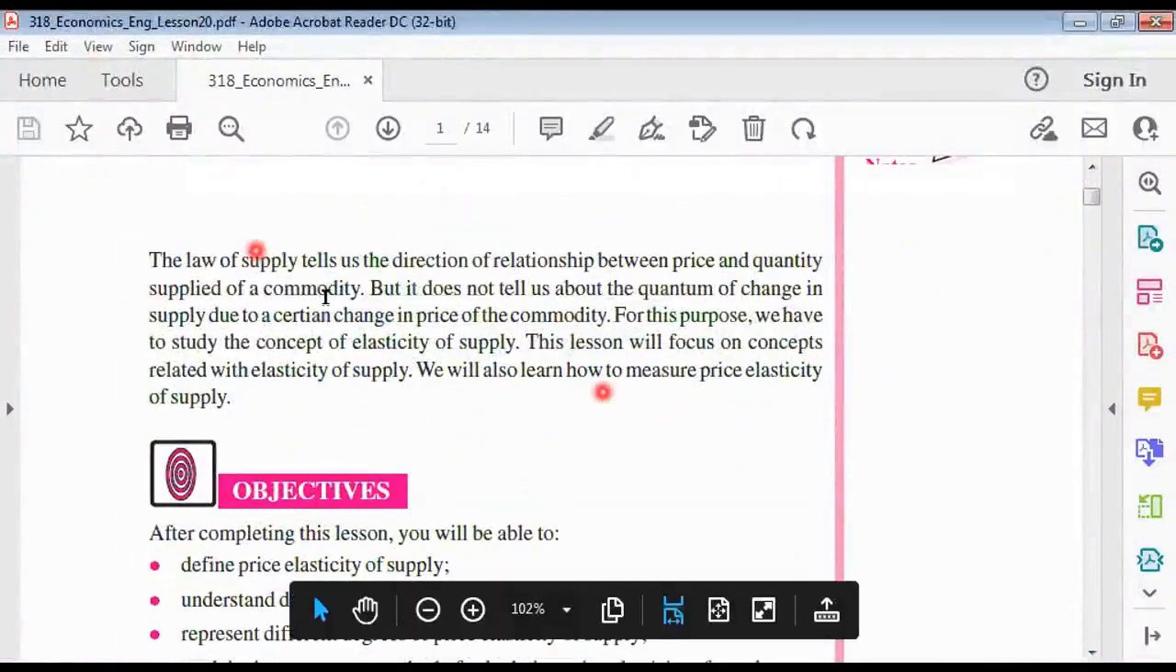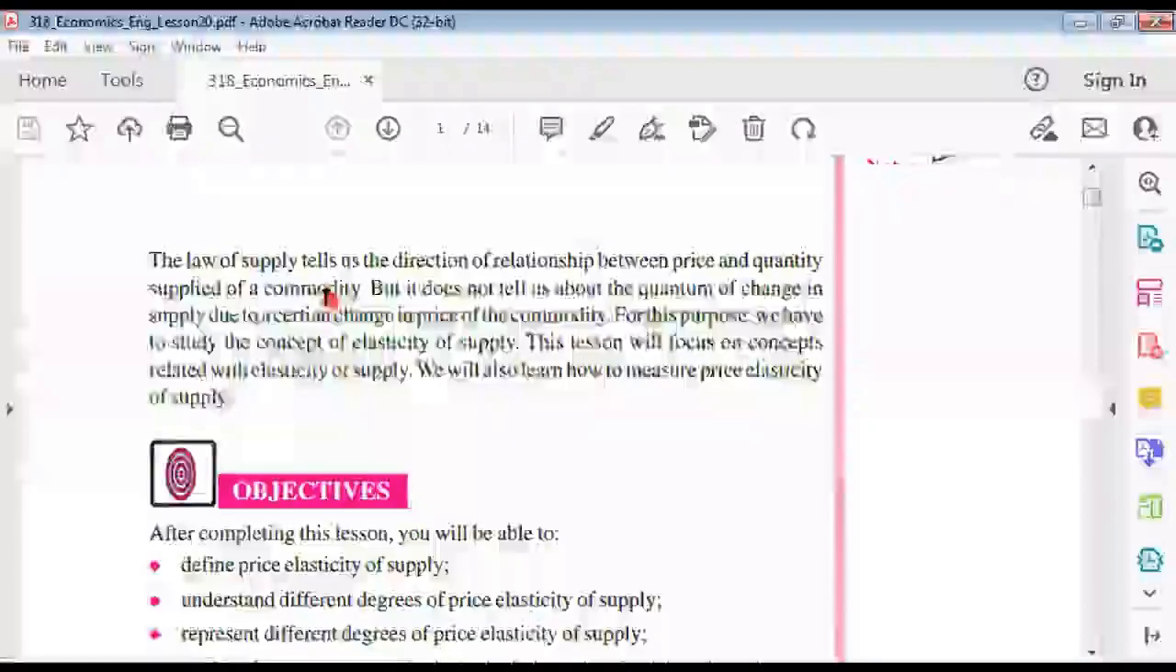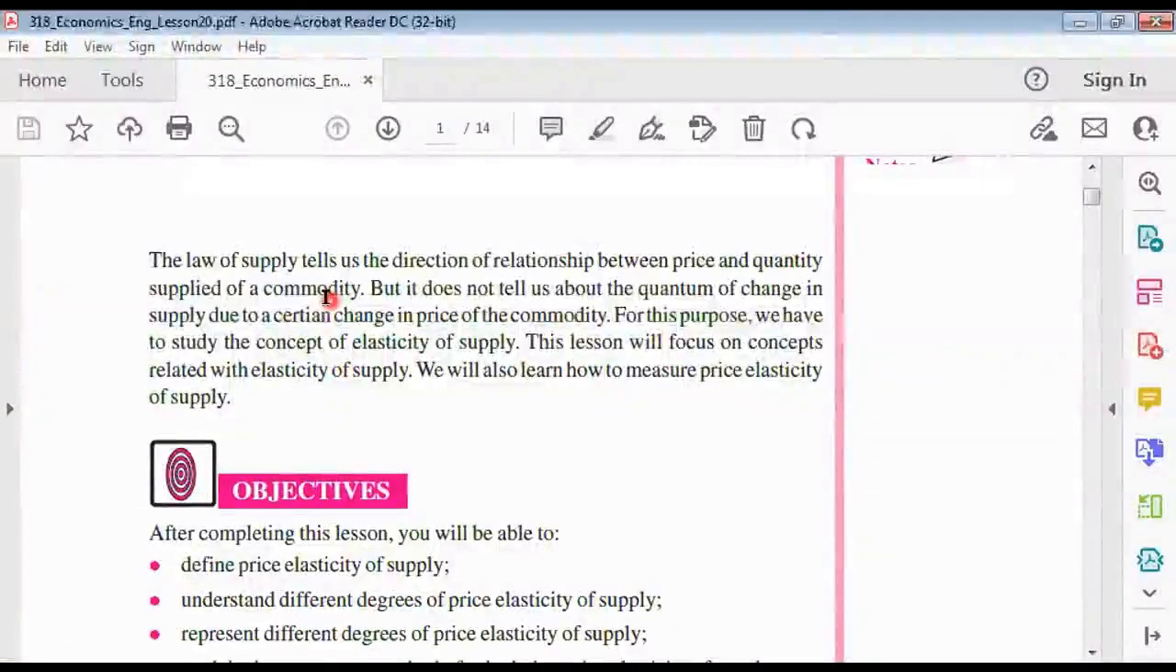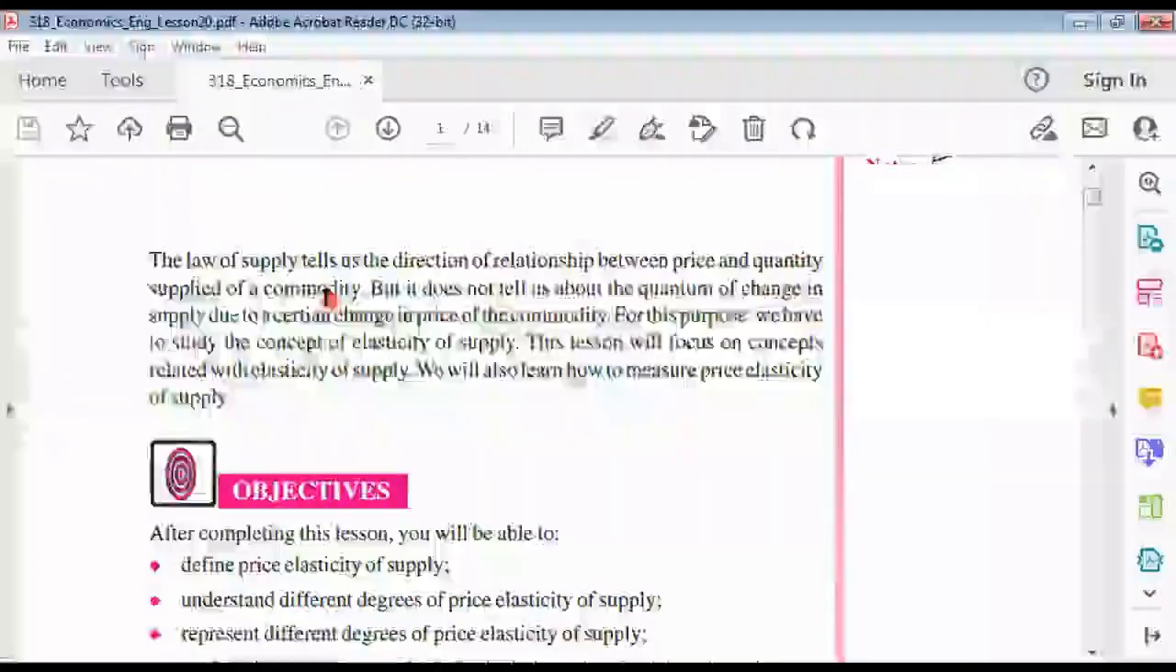It starts with: the law of supply tells us the direction of relationship between price and quantity supplied of a commodity, but it doesn't tell us about the quantum of change in supply due to a certain change in price of the commodity. Absolutely right, because the law of supply only tells us the direction of both variables, price and quantity supplied, but not the quantum of change in supply due to a certain change in price. For this purpose, we have to study the concept of elasticity of supply.